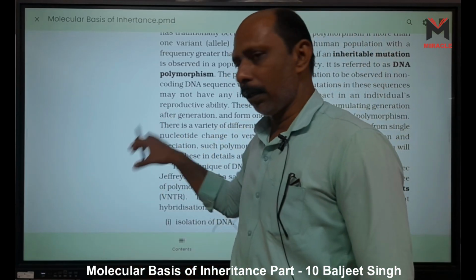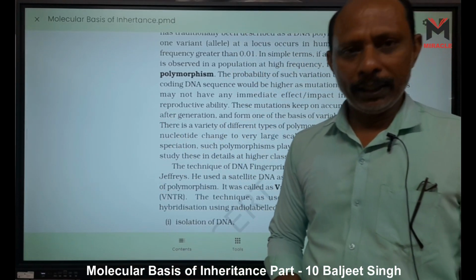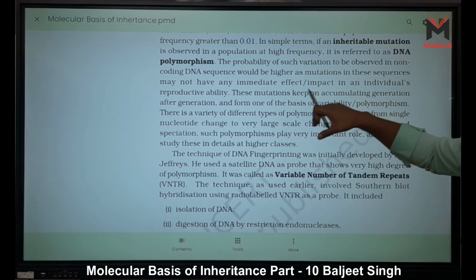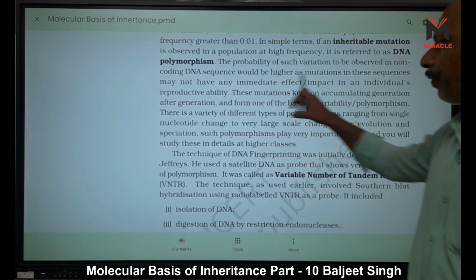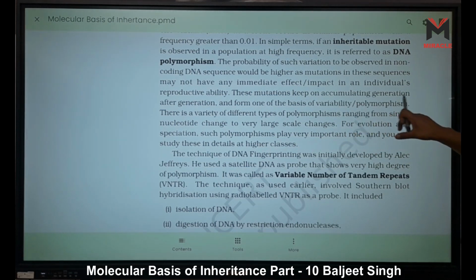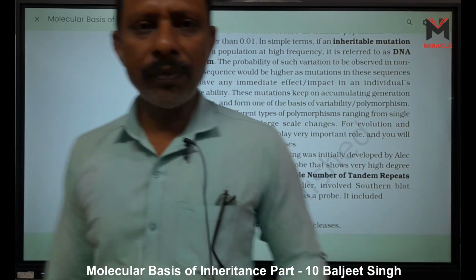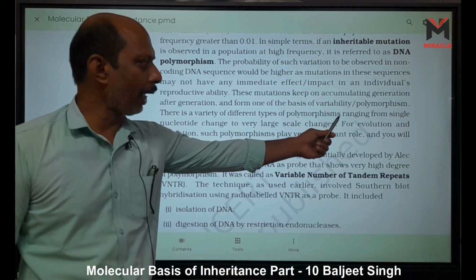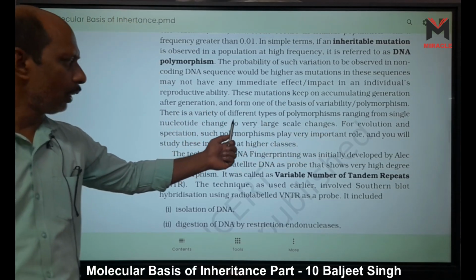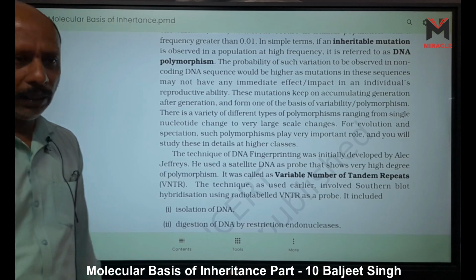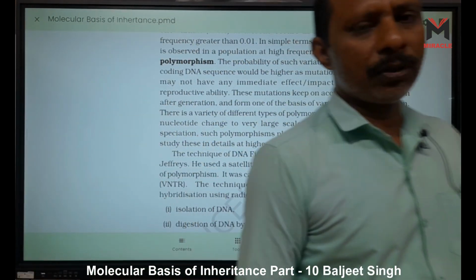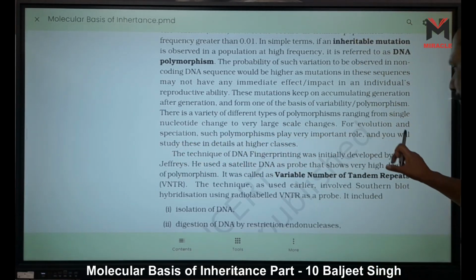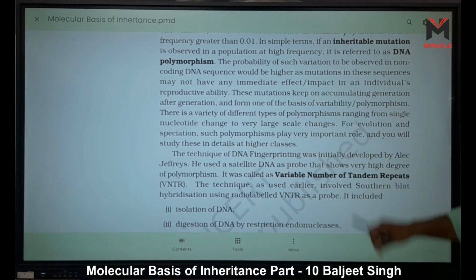As we already read, euploidy is 2n, 3n, 4n, 8n. It accumulates because they are genes. These genes are accumulated generation after generation and form one of the bases of variability or polymorphism. Variability means variation, new species, or polymorphism. There are a variety of different types of polymorphism, ranging from single nucleotide changes to very large scale changes. A single nucleotide change can be a frameshift, meaning the total protein is changed. This leads to evolution and speciation. Evolution means what?